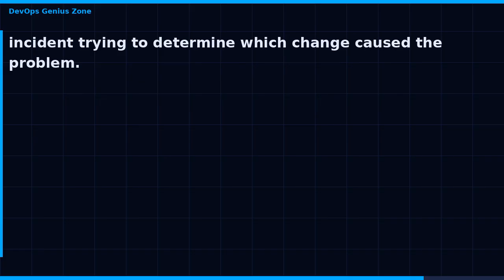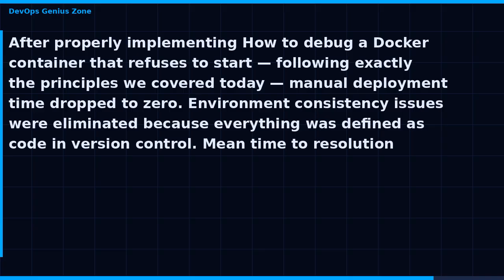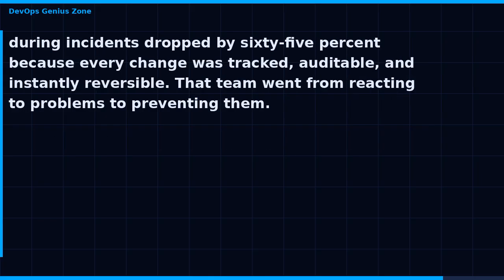manual deployment time dropped to 0. Environment consistency issues were eliminated because everything was defined as code in version control. Mean time to resolution during incidents dropped by 65% because every change was tracked, auditable, and instantly reversible. That team went from reacting to problems to preventing them.